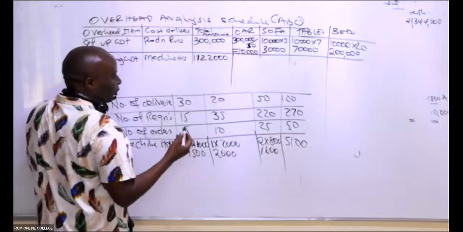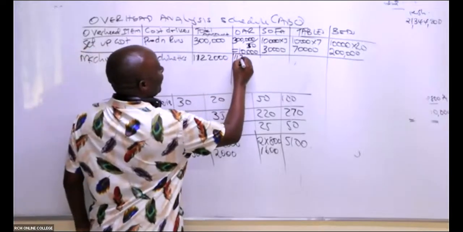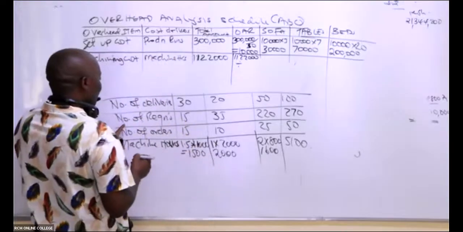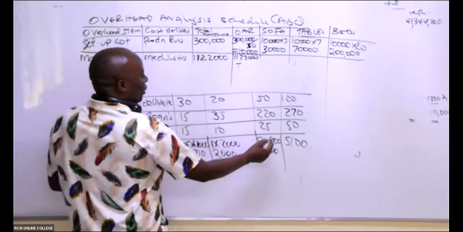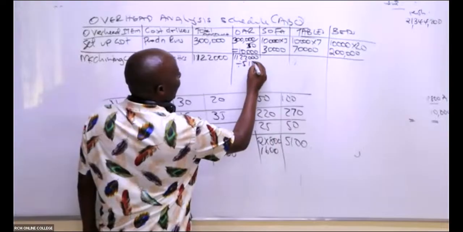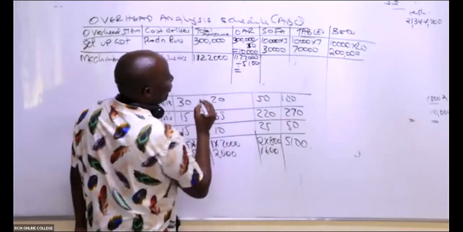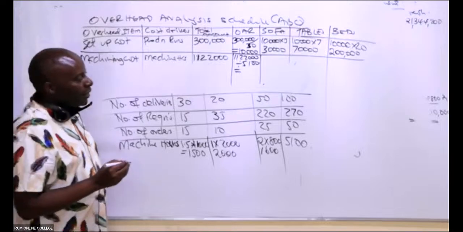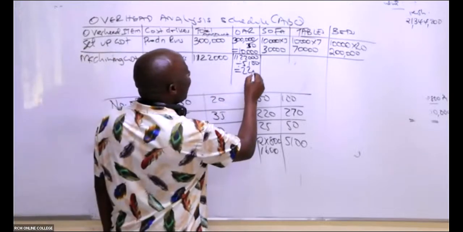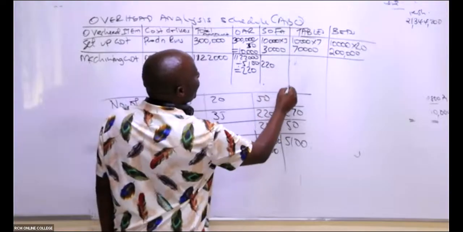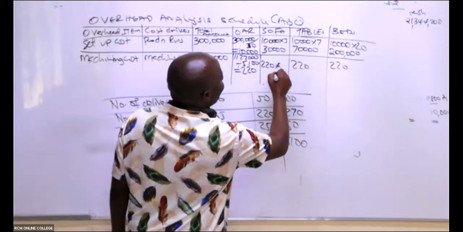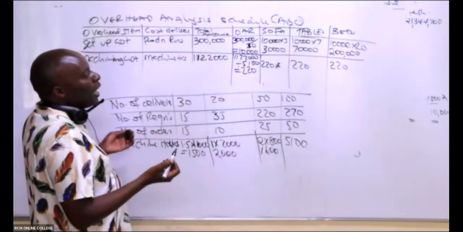So it will be 1,122,000 divided by machine hours. Fortunately, we have the total machine hours, which are 5,100. Is there somebody who is able to give me this answer? 220. So I'm getting 220. So it will be 220 times the machine hours for each product.